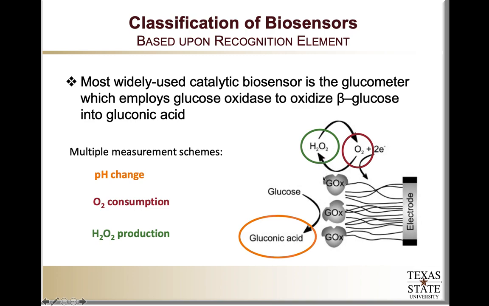So there are at least 3 different ways to measure the concentration of glucose from this reaction. One of them is by looking at the pH change that is induced by the formation of gluconic acid. The next one is by looking at oxygen consumption, and the third one is by looking at the formation of hydrogen peroxide.